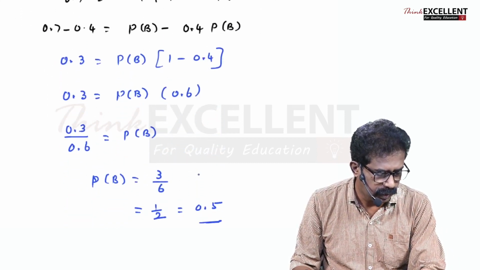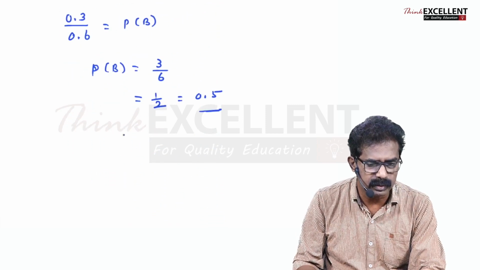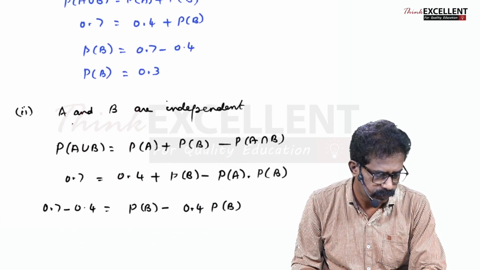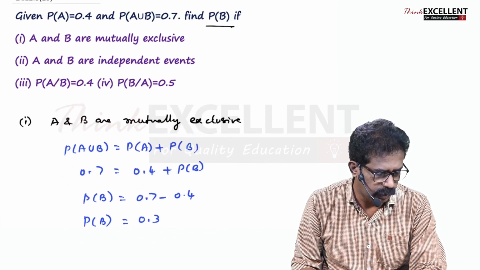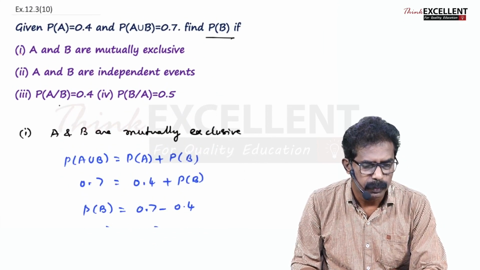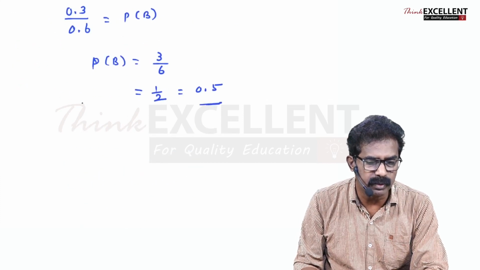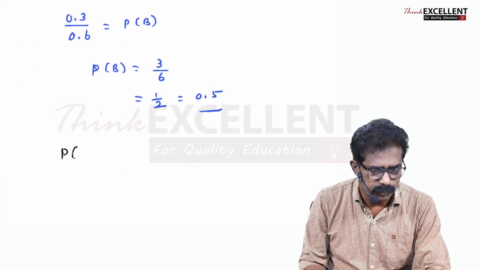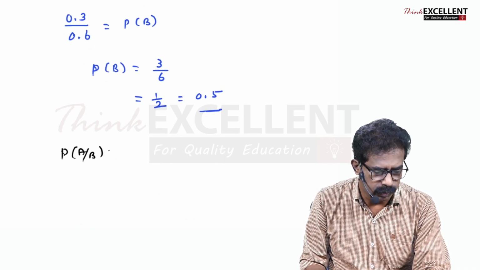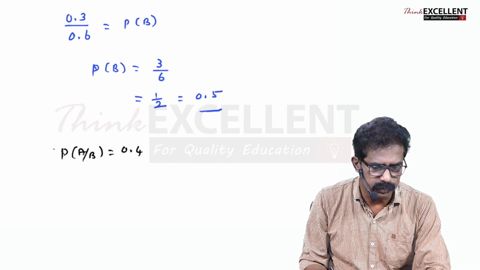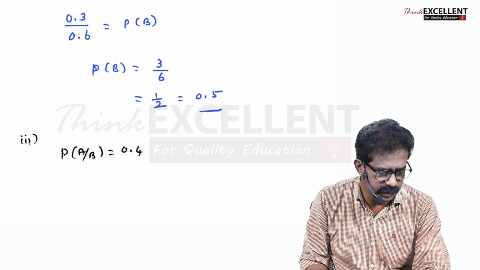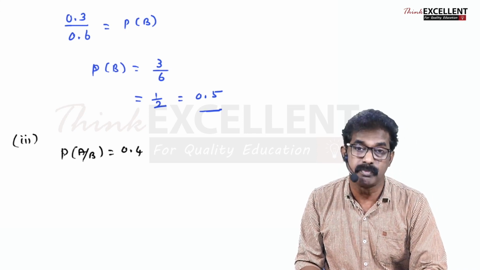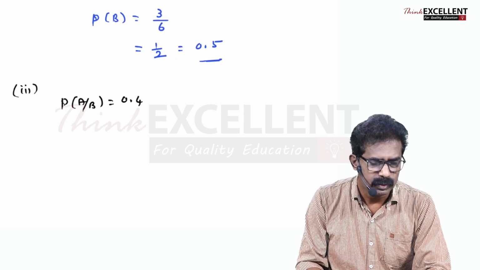Now let us see the third one. Third subdivision, see what's the condition now? P of A given B is equal to 0.4. So this is the third one. Under this condition, we have to find P of B, right? So please listen here.